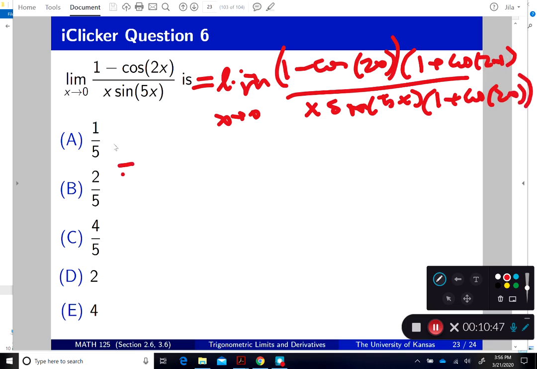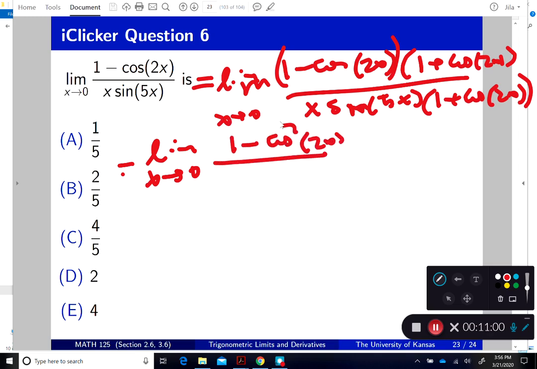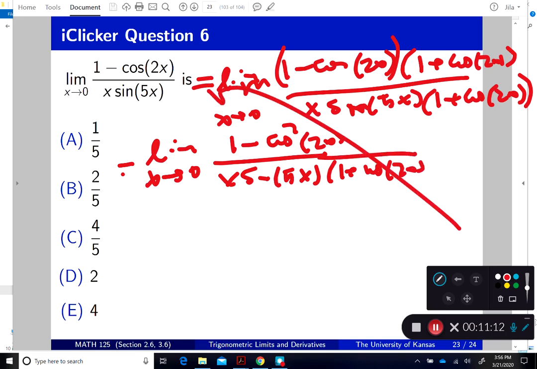And now this simplifies to the limit as x approaches 0 of 1 minus cosine squared of 2x, divided by x sine of 5x times (1 plus cosine of 2x). And then remember that the top becomes sine to the power 2 of 2x.